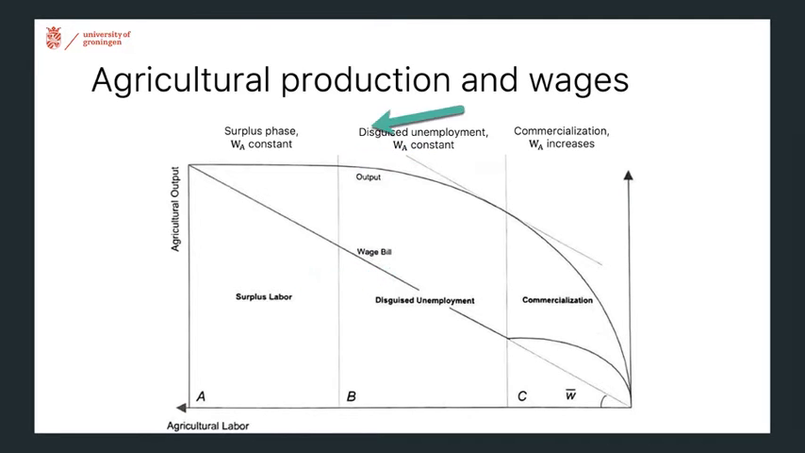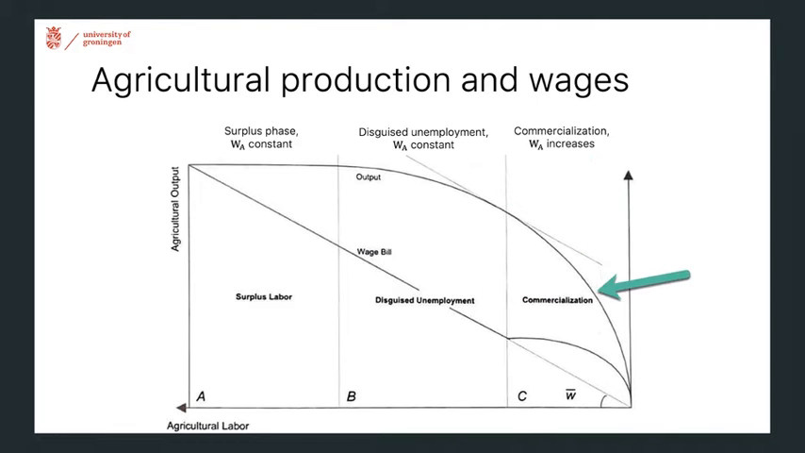In the second phase, agricultural production starts to decline as more workers leave agriculture. But still, the marginal product of the workers becomes positive, because every worker that leaves leads to reduced production. Even though the marginal product is positive, this is still not a normal sector. Instead, we describe this as disguised unemployment. Workers have positive marginal products, but their earnings are higher than their marginal product.